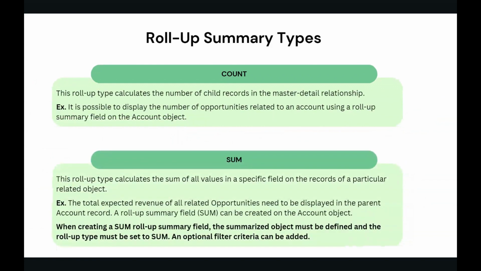Now let's get into rollup summary types. Count. This rollup type calculates the number of child records in the master detail relationship. Sum calculates the sum of all values in a specific field on the records of a particular related object. When creating a sum rollup summary field, the summarized object must be defined and the rollup type must be set to sum. An optional filter criteria can be added.